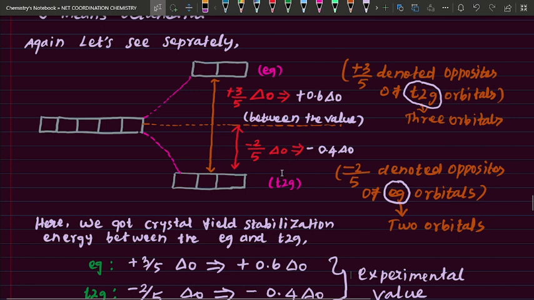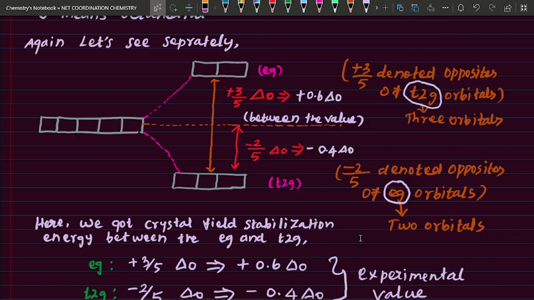See here, at T2g minus 2 by 5 delta O, it is going to be 0.4 delta O minus. See here, minus 2 by 5 is denoted for the T2g orbitals. This is 3 orbitals. Please keep it in mind. If you are confused, read or watch this video again.